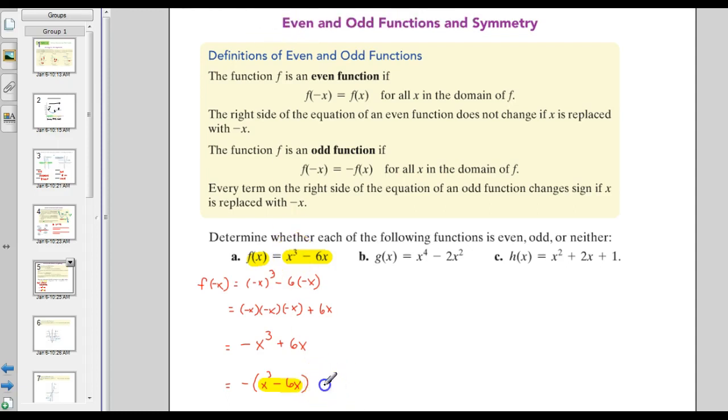So this is f of x right here, but there's a negative out in front of it. So this is the opposite of f of x. So f of negative x equals negative f of x. So that means this is an odd function.